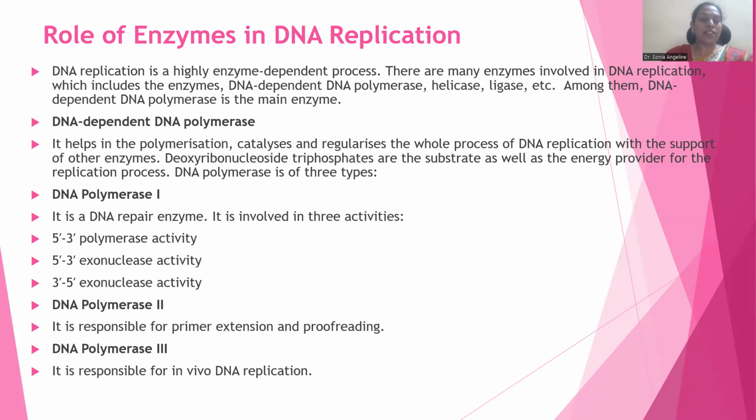The role of enzymes in DNA replication is very important because DNA replication is a highly enzyme-dependent process. The major enzymes involved are DNA polymerases, of which there are different types. DNA polymerase 1 is mainly a DNA repair enzyme, and it has 5'-3' polymerase activity, 5'-3' exonuclease activity, as well as 3'-5' exonuclease activity. DNA polymerase 2 is responsible for primer extension and proofreading. DNA polymerase 3 is responsible for in vivo DNA replication.